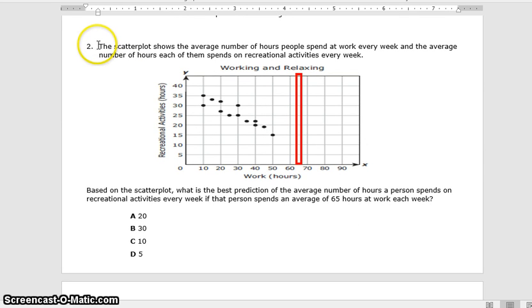Number 2. The scatter plot shows the average number of hours people spend at work every week and the average number of hours each of them spends on recreational activities every week. Recreational activities and work hours. Based on the scatter plot, what is the best prediction of the average number of hours a person spends on recreational activities every week if the person spends an average of 65 hours at work each week? So 65 is already marked on here and is marked on your paper with a yellow highlighter. Use 65, draw your line, and see where they hit.